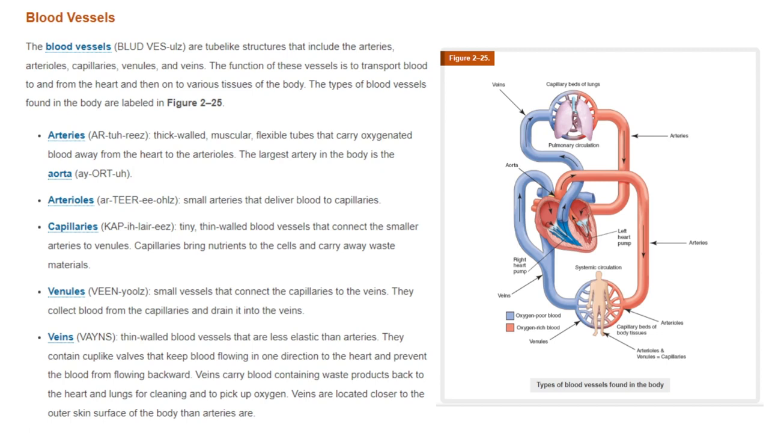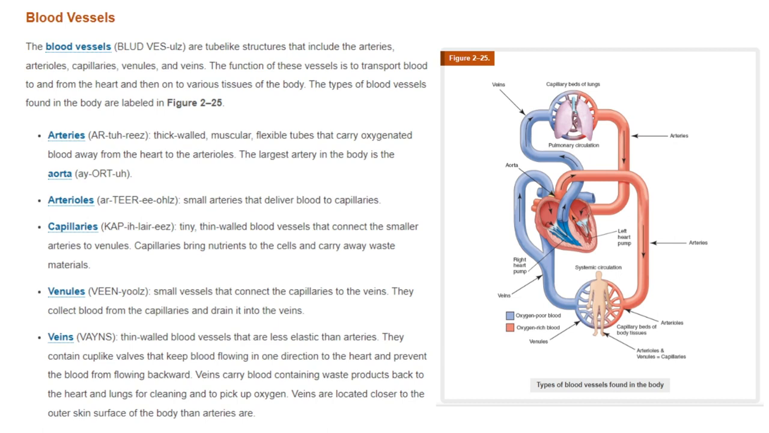Blood vessels. The blood vessels are tube-like structures that include the arteries, arterioles, capillaries, venules, and veins. The function of these vessels is to transport blood to and from the heart and then on to various tissues of the body. The types of blood vessels found in the body are labeled in Figure 2.25. Arteries: thick-walled, muscular, flexible tubes that carry oxygenated blood away from the heart to the arterioles. The largest artery in the body is the aorta. Arterioles: small arteries that deliver blood to capillaries.